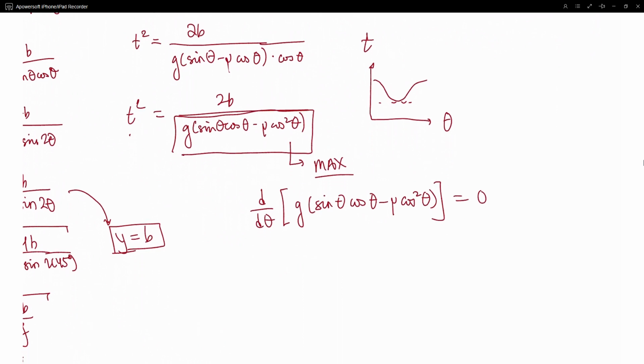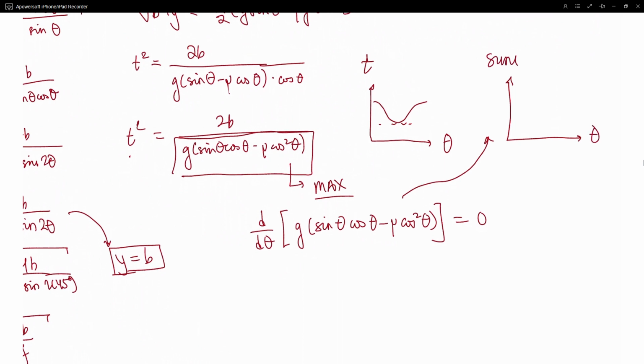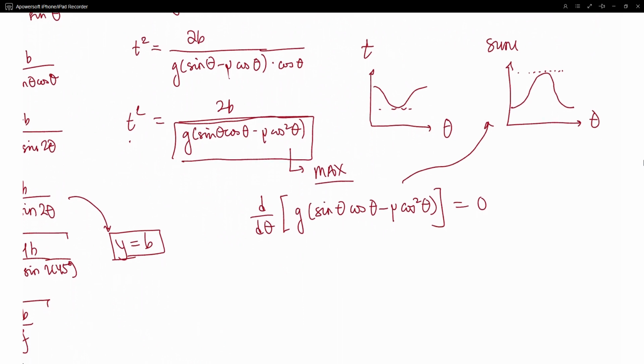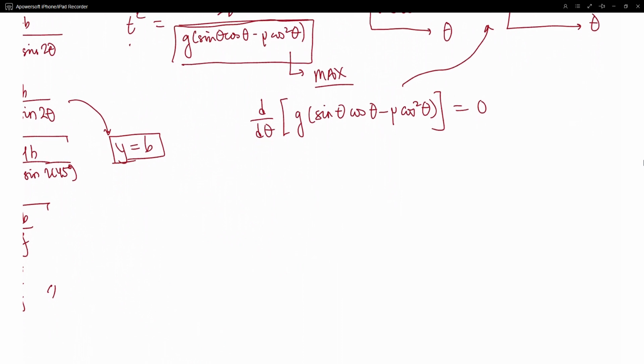Because the graph will look something like this, where we have some theta value. Perhaps it will start off like this, go like this, and like this. So we have to take the derivative and set it to 0 to find the maximum. What we'll get is that g is simply a constant; I don't really need to care about that when I'm setting it to 0. But for this term over here, we can use the product rule. So it'll be sine theta.